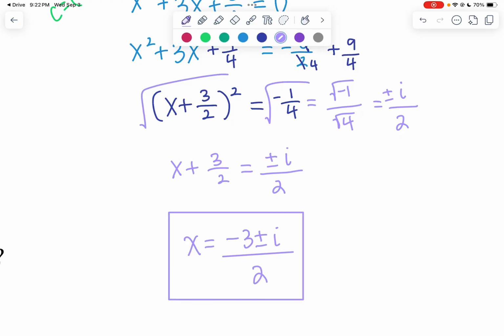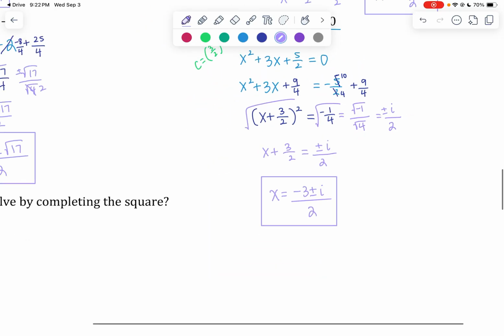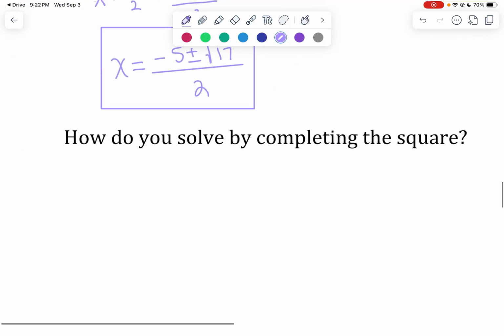Now, there are a lot more videos on how to complete the square out there on the internet. So if you're having trouble, remember that you can just search completing the square and you're going to find other videos on that. There are tutorials, there are other options. Let's just talk through how you solve by completing the square, okay?